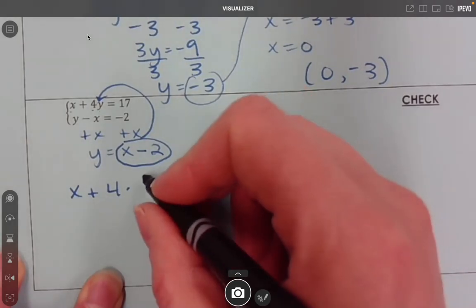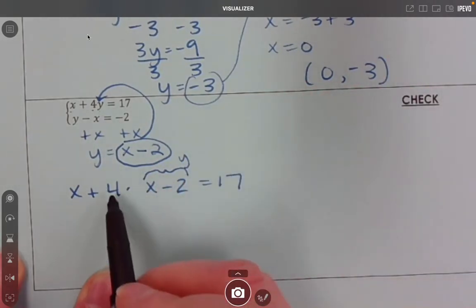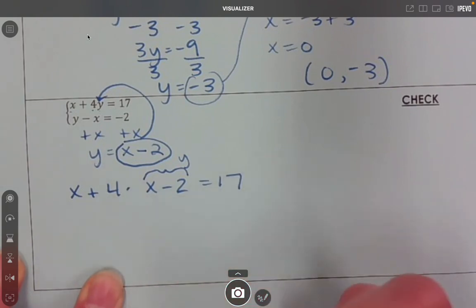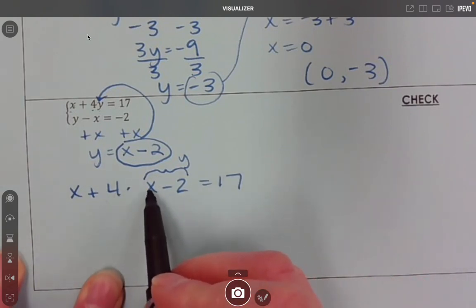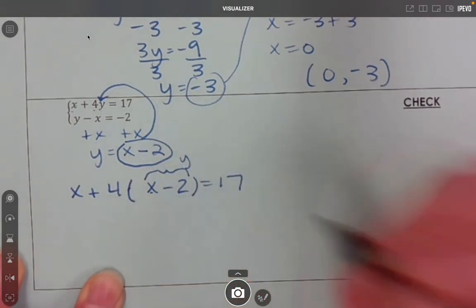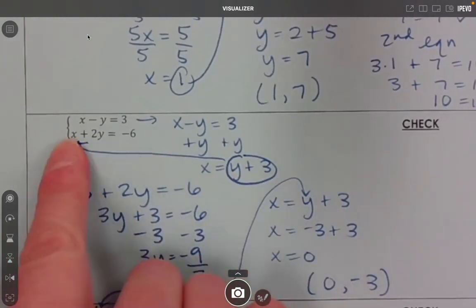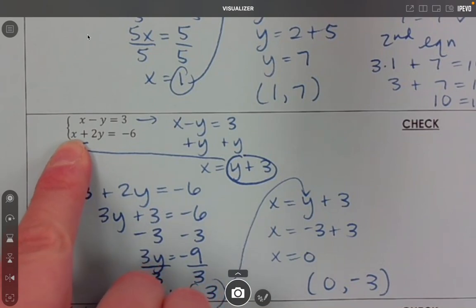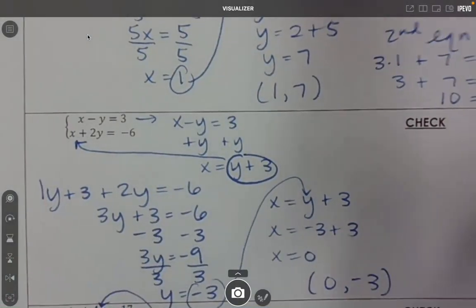But I want to think about how 4 times y means 4 needs to be multiplied by all of y. And so this entire expression, the x minus 2, represents my y. But I want 4 to be multiplied by all of it. So right now, if I write 4 times x, I'm only multiplying it by the x. I'm not multiplying it by the 2 as well. So I need to have parentheses. I didn't need that up above because when I substituted here, I didn't have a number multiplying that x that I was substituting for. And same thing in the first one.